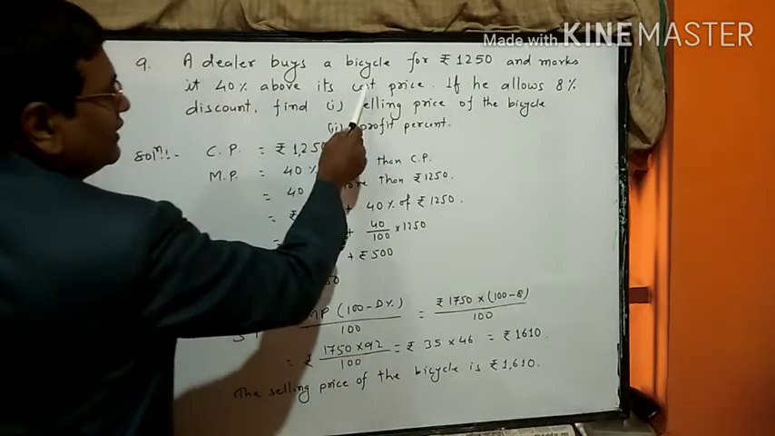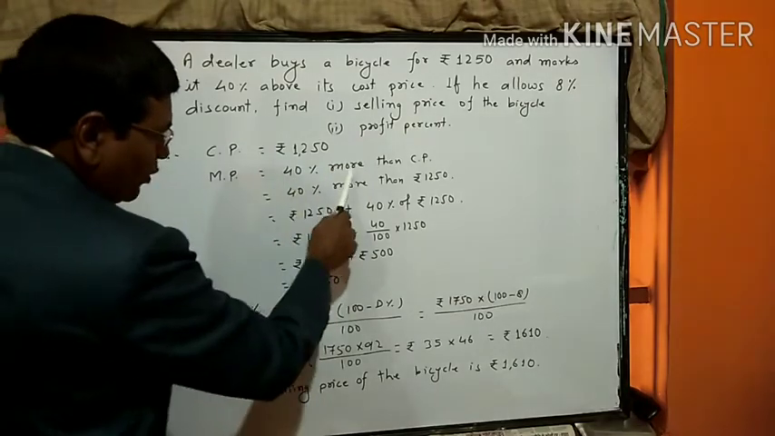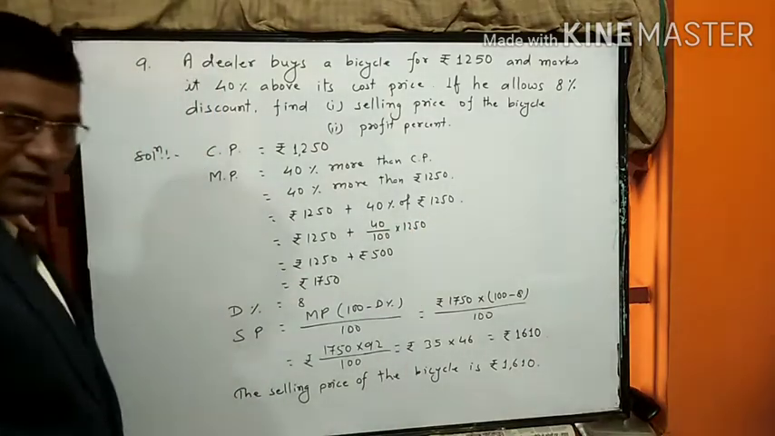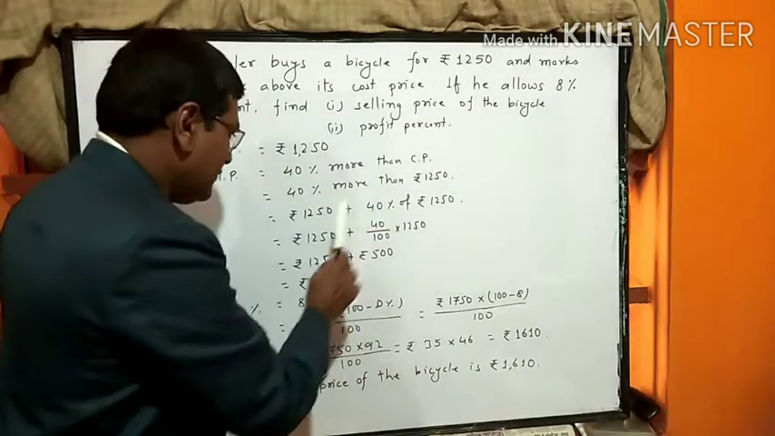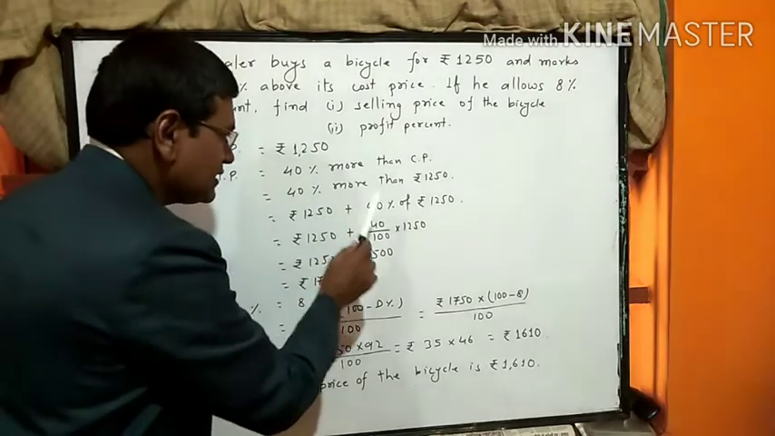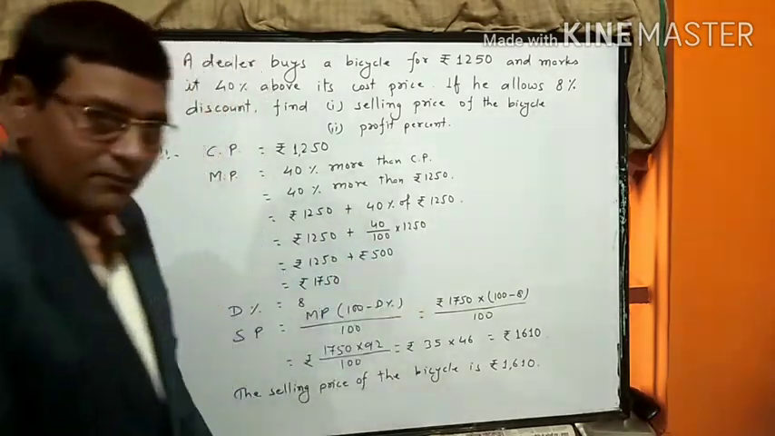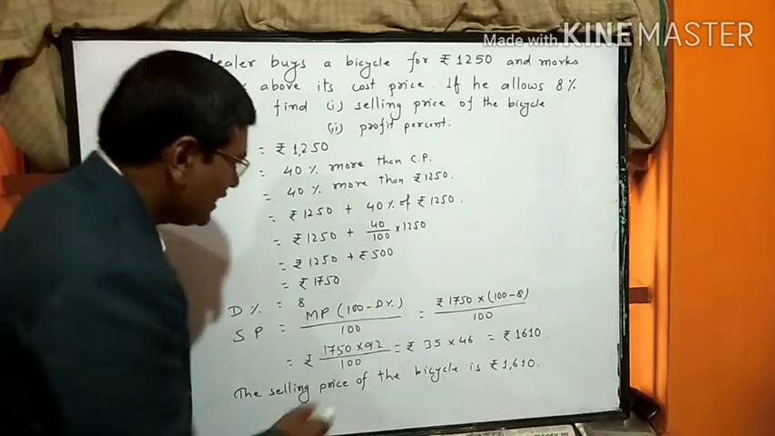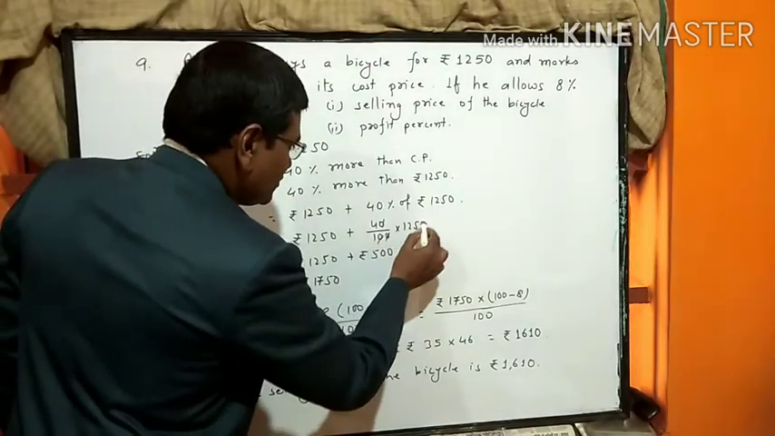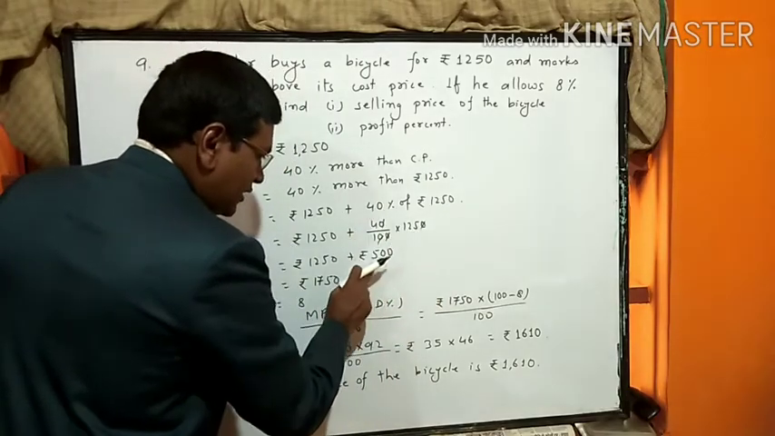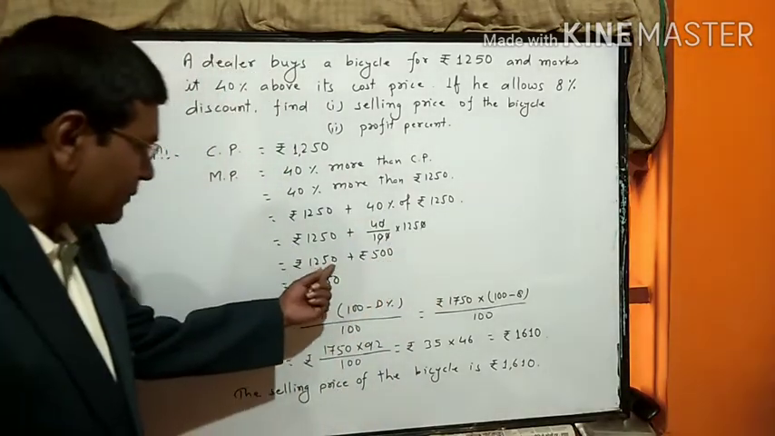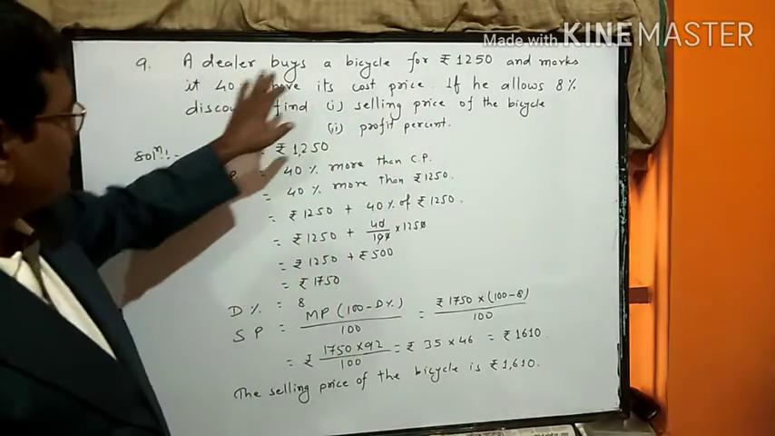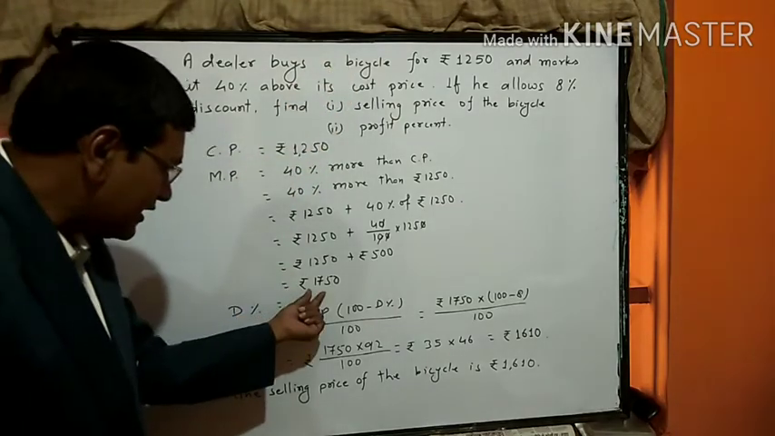40% more than its cost price, 1250. Now it means 1250 plus 40% of 1250. Solve it. 40 by 100 into 1250. Cancel it. 0, 0. 125 into 4. It is 500. 1250 plus 500, 1750. He marks his bicycle rupees 1750.